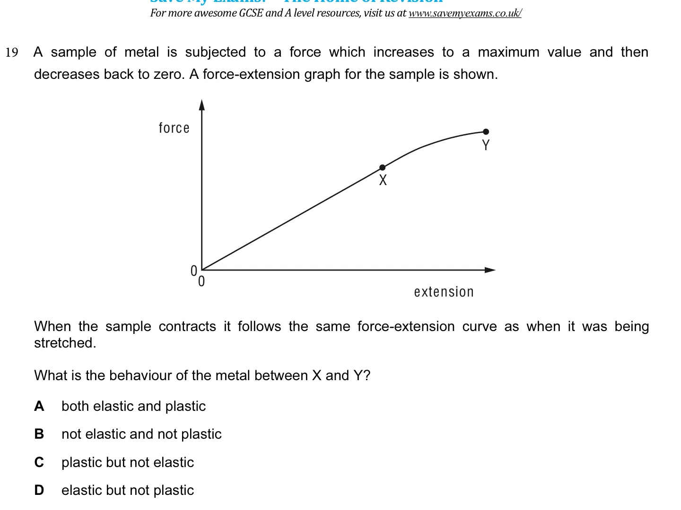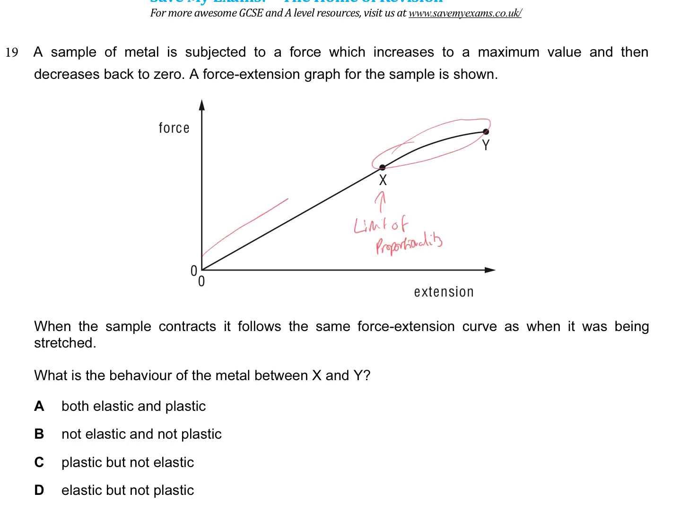So this question asks you for the behaviour of the metal between X and Y, which is here. Now, temptation is to say, look, it started curving off. It's past its limit of proportionality, which a lot of people get confused thinking that's the elastic limit. It isn't. We don't know where the elastic limit is on this one. You'd have to do an experiment to find it. It's not where the limit of proportionality is.